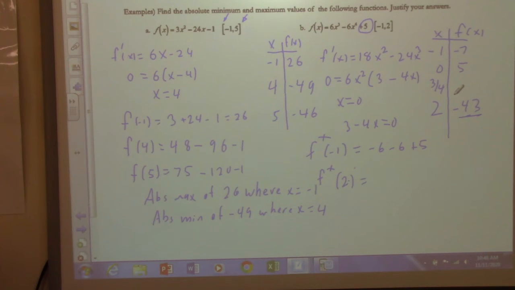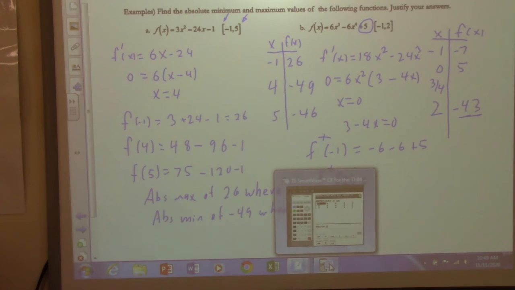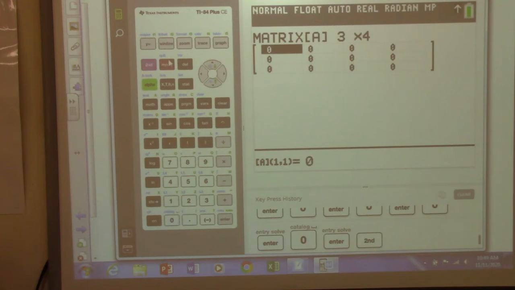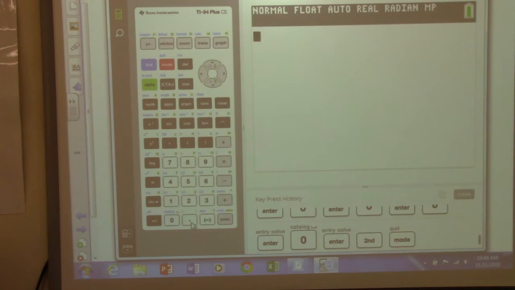Kylie, I told you. Oh, guys. It's gonna be somewhere around, I think it's gonna be 27. Whoa, matrix A 3x4? Yeah, that's what we're doing in Algebra 2. I think it's gonna be negative 27.